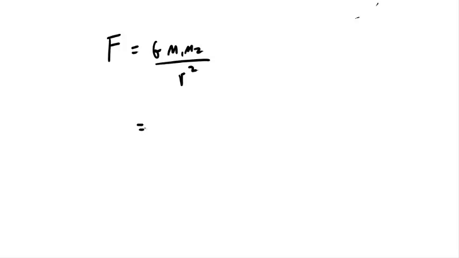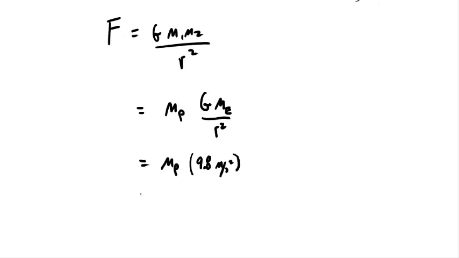I can rearrange it so that I have the mass of the person times G, mass of the planet, or let's say Earth in this case, over r squared. And now if I work this out, if I take 6.67 times 10 to the minus 11 times the mass of the Earth divided by the radius of the Earth squared, I get a number. And this number is 9.8 meters per second squared, which should look familiar to a formula that you've used before, where force of gravity is mass times g, the acceleration due to gravity.